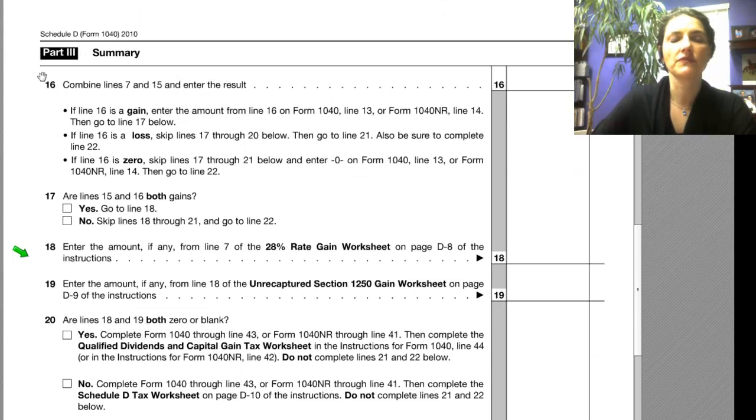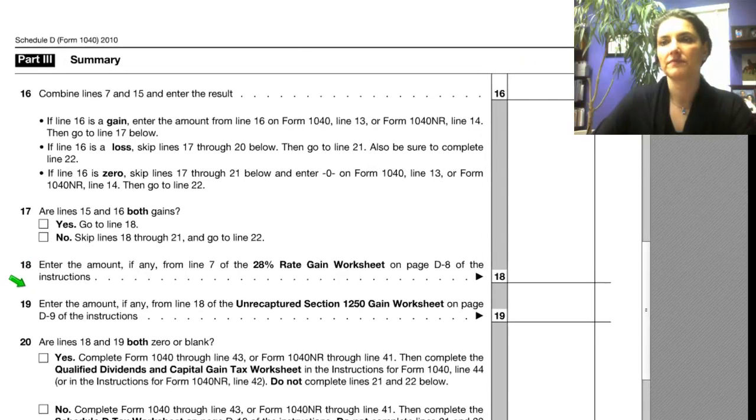And page 2 of the form provides a summary, and on page 2 you are calculating or making entries for specific types of specialized items, such as items that fall under the 28% rate gain and unrecaptured Section 1250 gain. So we'll be learning what that means in today's class as well.